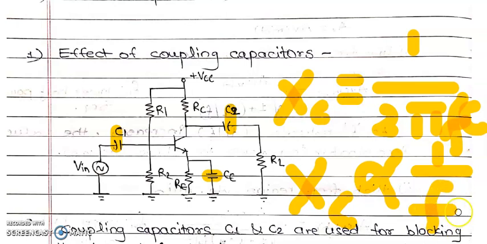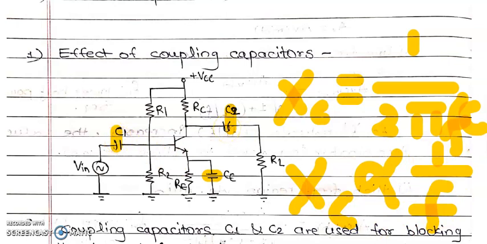Now what happens when the frequency is low? At lower frequencies the reactance will be more, because XC is inversely proportional to F. If the value of F is less, this ratio will be more, means the reactance will be more, and this reactance decreases as the frequency increases. Similarly, for higher frequencies the reactance value is also less, means only for low frequency the reactance of capacitors C1 and C2 will be more.